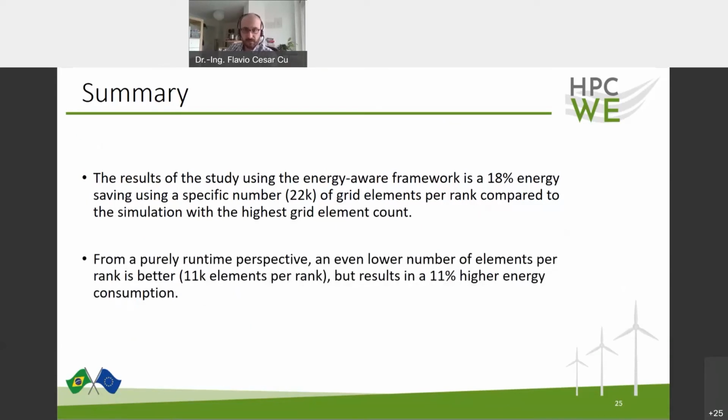And summing up, the results of the study using the energy-aware framework showed that we can spare 18% of energy using a specific number of grid elements per rank compared to the simulation using the highest grid element count on this machine. However, from a purely runtime perspective, an even lower number of elements per rank would be better, but it results in 11% higher energy consumption compared to using 22,000 grid elements per rank.